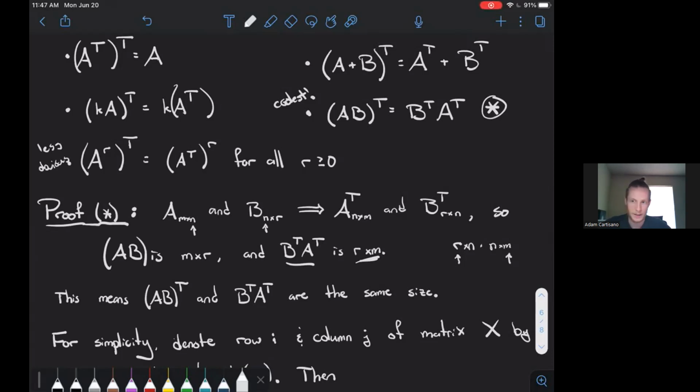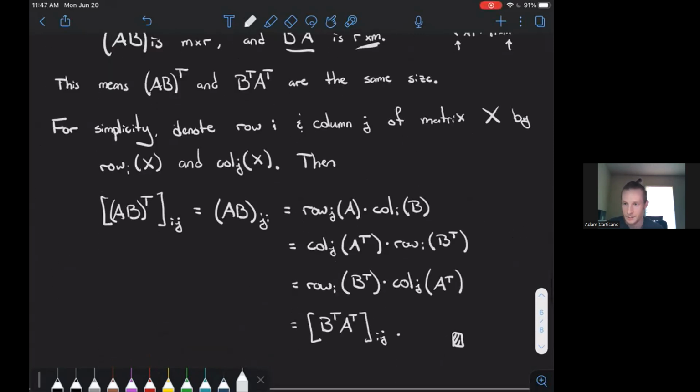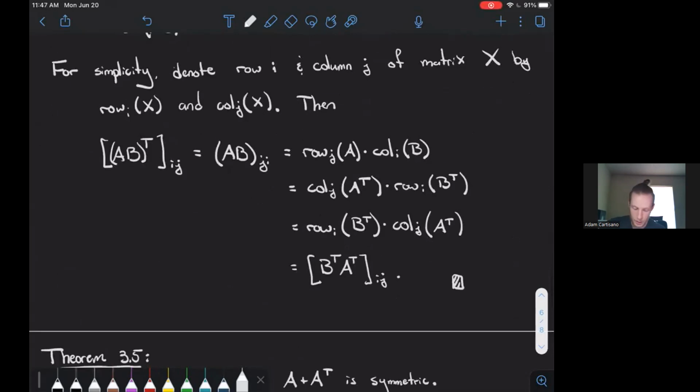Now, how do we know that they have the same entries? At the very least, this is a good start, but how do you know that the entries are the same? For that, we actually need some extra notation. If you have a matrix, we'll call it matrix X, we're going to denote row i of X like this, and column j as col j of X. Okay?